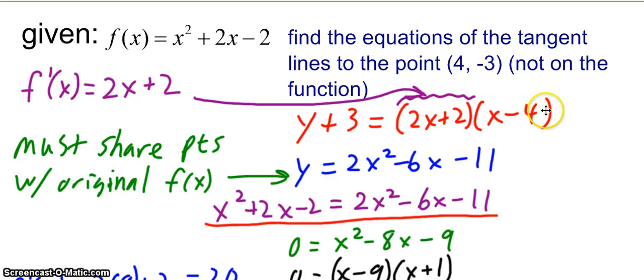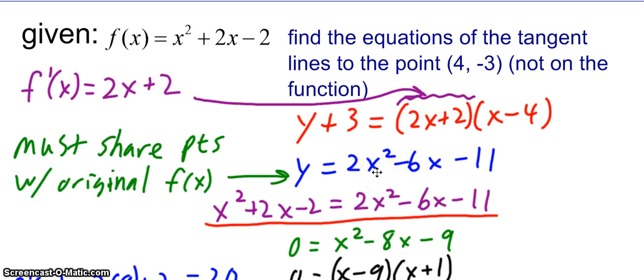So this is point-slope form of a line, but for the slope, I'm plugging in a function that represents the slope. So now I brought everything over to one side and simplified a little bit, so I get y equals 2x squared minus 6x minus 11. Alright, that's great, that's a quadratic function, but how do I use that?